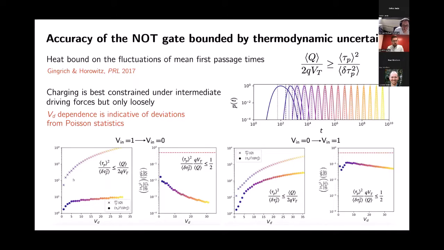So these curves show, in the crosses, the heat in units of thermal energies. The symbols are the measure of the uncertainty associated with the mean first passage time to charge. And there are fairly weak bounds.